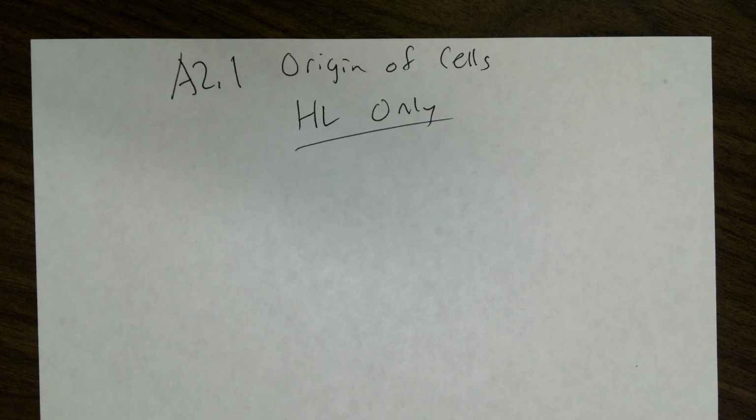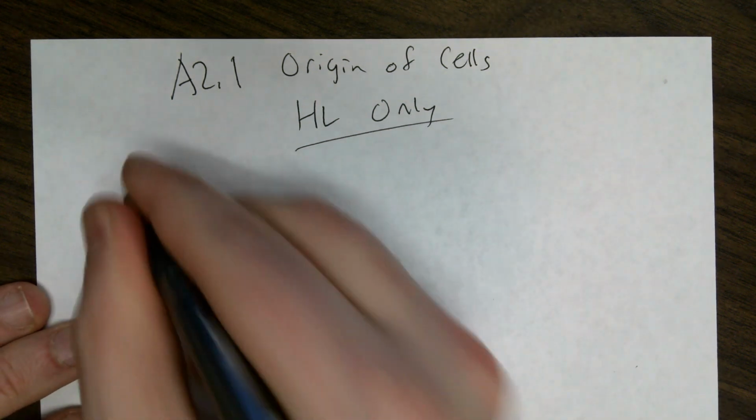So A21 is all about where did cells come from? So we learned cells are the smallest unit of life. Well, then the question becomes, where did cells come from? And so, let's talk about it.